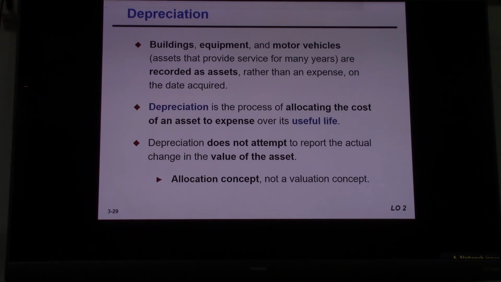On the date we acquire or purchase an asset, such as equipment or a building, it's recorded as an asset rather than an expense because the building is expected to provide service for many years. As time passes, companies allocate a portion of this cost as an expense during each period of the asset's useful life. Depreciation is the process of allocating the cost of an asset to expense over its useful life. In this case, an adjusting entry for depreciation is needed to recognize the cost that has been used as an expense during the period. Let's have an example to understand this point.